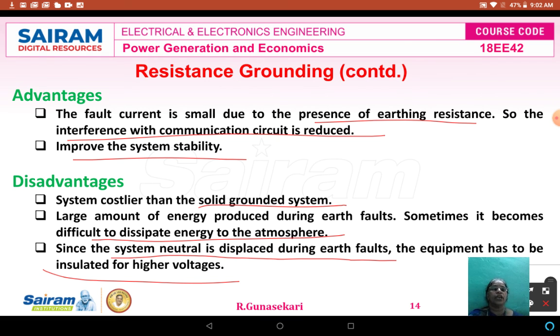Dear students, I hope that in this lecture video you clearly understood the methods of system neutral grounding. In this lecture video we studied the definition of resistance grounding and solid grounding, circuit diagram explanation, phasor diagrams, applications, advantages and disadvantages of both resistance and solid grounding.